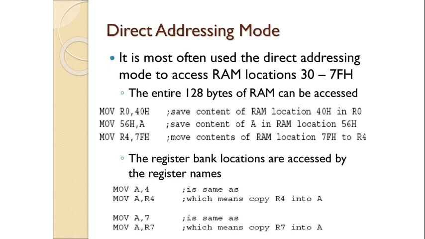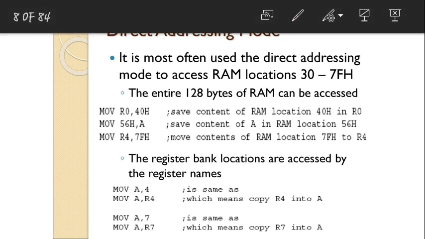It is most often used in the direct addressing mode to access RAM locations 30H to 7FH. The entire 128 bytes of RAM can be accessed. So the complete internal RAM from 00 to 7FH can be accessed, and generally we use this 30H to 7FH, that is your general purpose space in the topmost. The locations are from 30 to 7FH, which we can also call the scratch pad. So here there are a few examples for direct addressing mode.